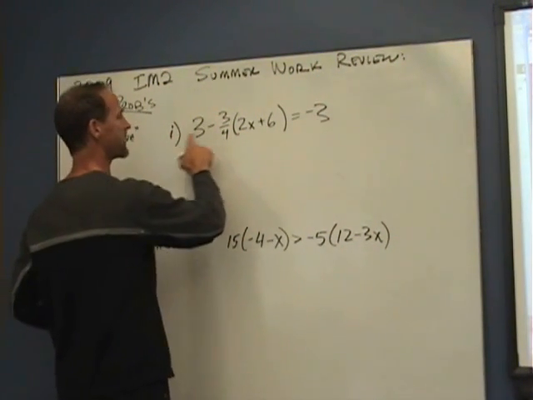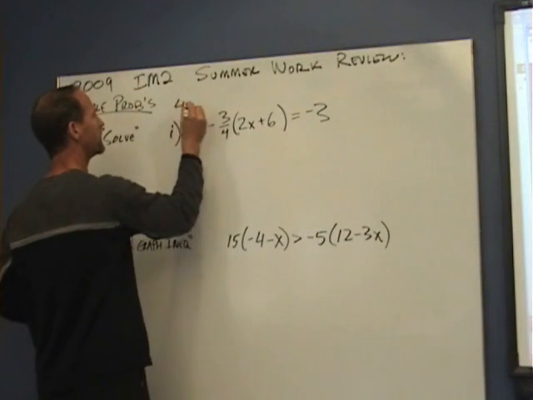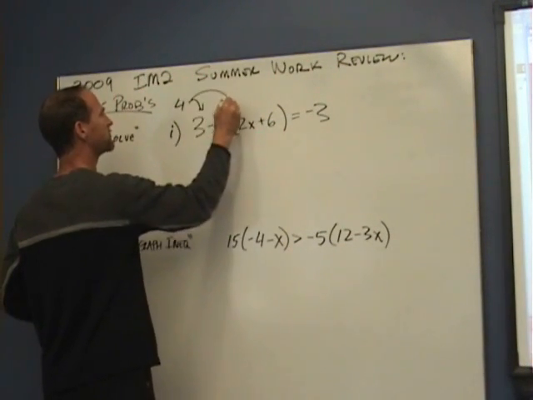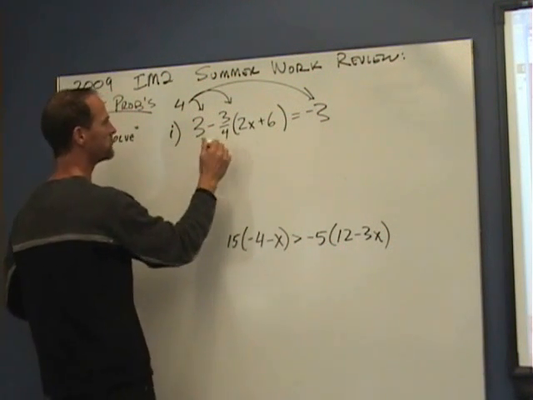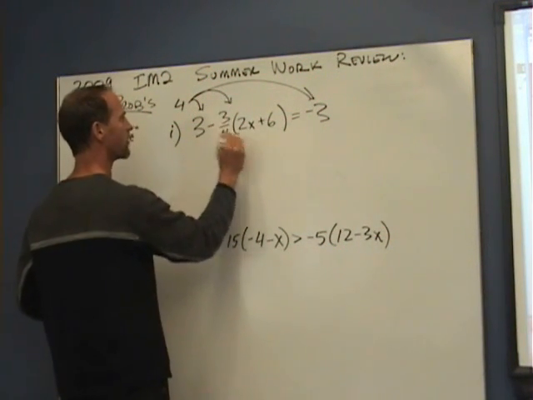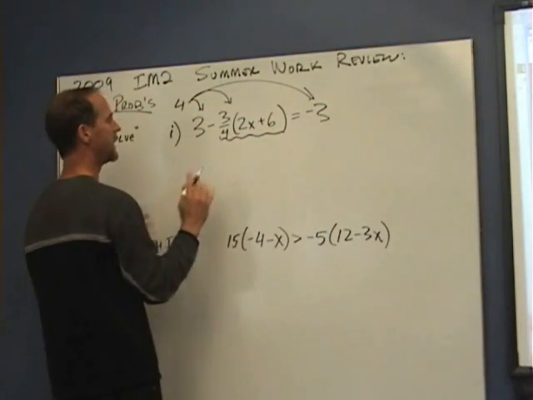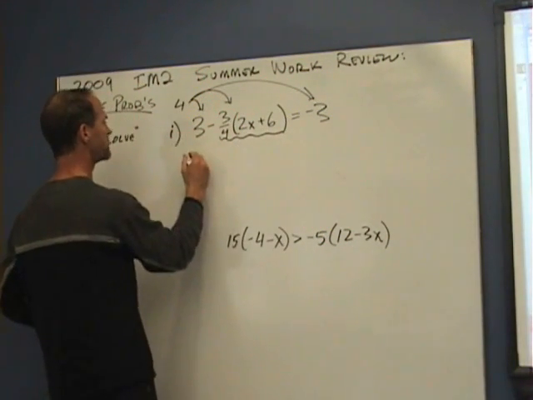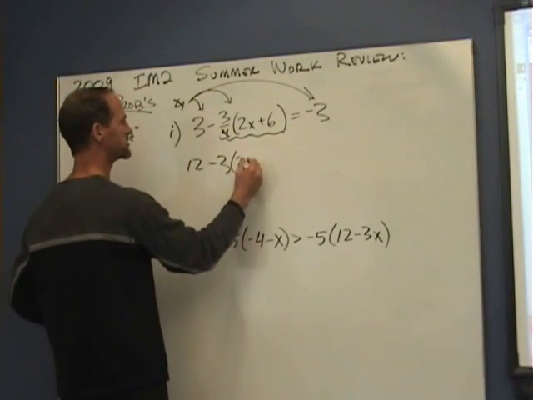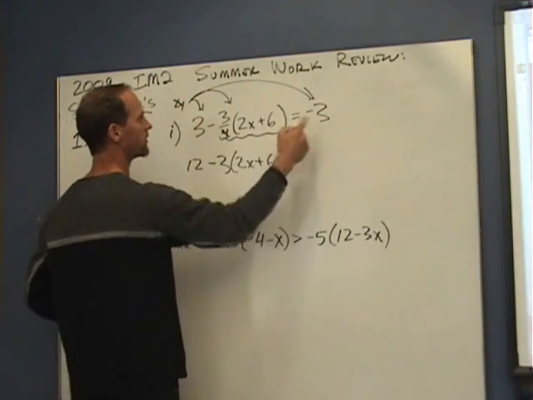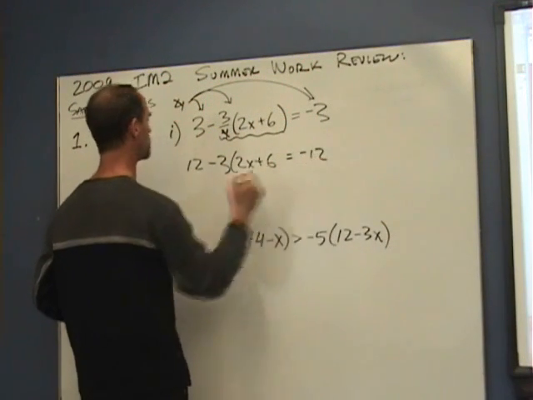I'm going to multiply everything by 4. If I put my little 4 out there and graphically represent that I'm multiplying everything by 4, it all makes it easier. Now notice I don't multiply both of these by 4 because this is considered one entity, one term. So that becomes 12. The 4's cancel. That becomes minus 3 times 2x plus 6. And then the 4 times that becomes minus 12 over there.